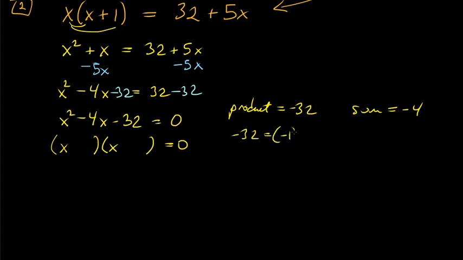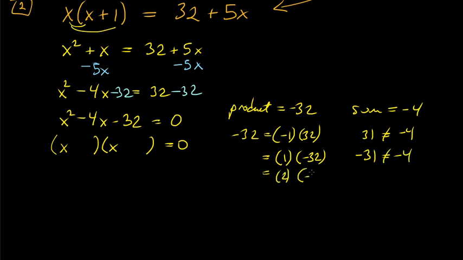So let's start with the usual negative 1 and 32. That adds to 31, which is not only not negative 4, it's not even negative. So that tells me the bigger number should be negative. Let's try 1 and negative 32. That adds to negative 31. Still wrong. So it's not negative 2 and 16.